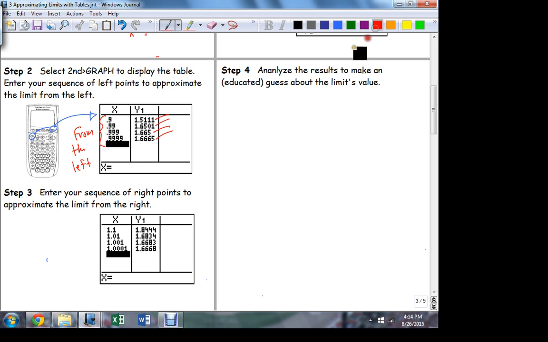And here's my approach from the left. I'm sorry, from the right. 1.1, 1.01, from a tenth to a hundredth to a thousandth to a ten thousandth. And once again, this is from the right. Once again, I'm looking at what's happening to my function values. Now it looks like things are going in the opposite direction. From the left, these values are rising and getting closer and closer to 1.666. From this side, I'm starting a little bit above. My highest value was 1.84. Now every time I get closer to 1, I'm getting close. I see the sequence of 6s popping out again.